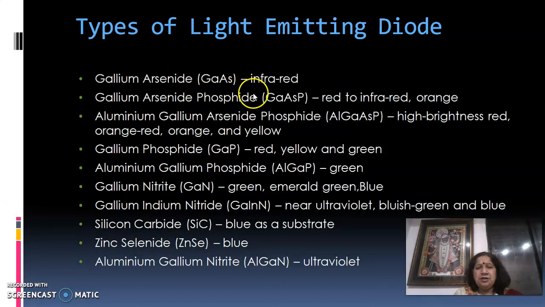Gallium arsenide radiates infrared light. Gallium arsenide phosphide radiates red to infrared, and orange color is also radiated. Aluminum gallium arsenide phosphide can emit high brightness red, orange and yellow light. Gallium phosphide is used for red, yellow, and green. And this is the list of different combinations of material used for radiating different colors of light.